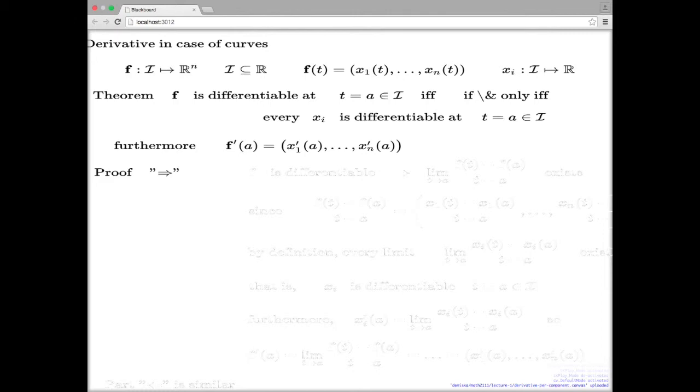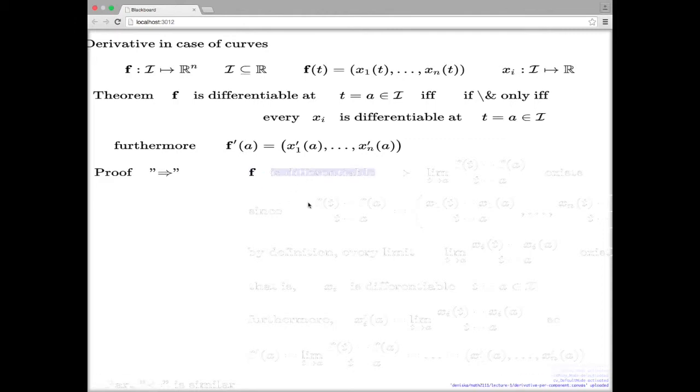Forward part, when you prove that f being differentiable implies that every component is differentiable, and the opposite part, where every component being differentiable implies that f as a whole is also differentiable. So the forward part of the proof goes like this. It's a simple proof. Mathematically, it doesn't represent any challenge, but presentation-wise, it may be a challenge for some of you. So here's one way you can do it.